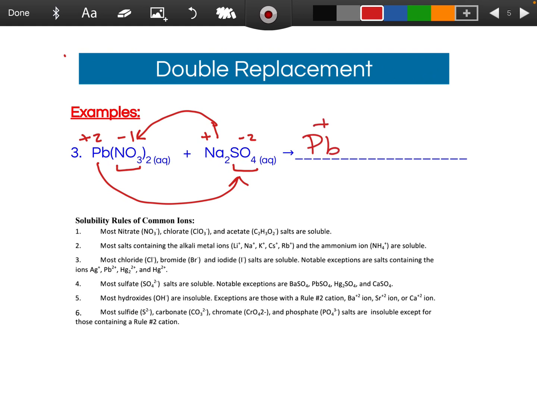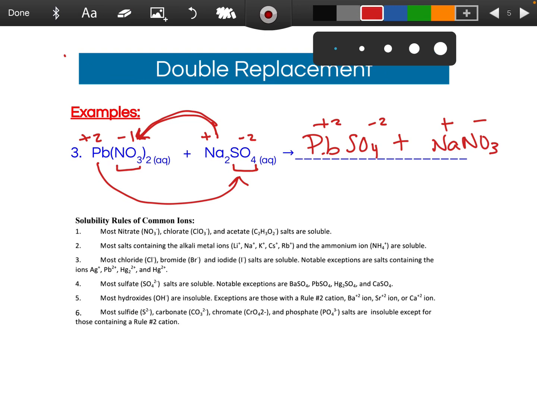So lead, which is +2, is going to combine with sulfate, which is -2. So since it's +2, -2, we don't need any other subscripts. But remember, SO4, because it's a polyatomic ion, has to stay SO4. All right, and then our second product is going to be sodium combined with the nitrate. Sodium is +1, nitrate is -1. So again, we don't need any extra subscripts other than the NO3 from the nitrate.